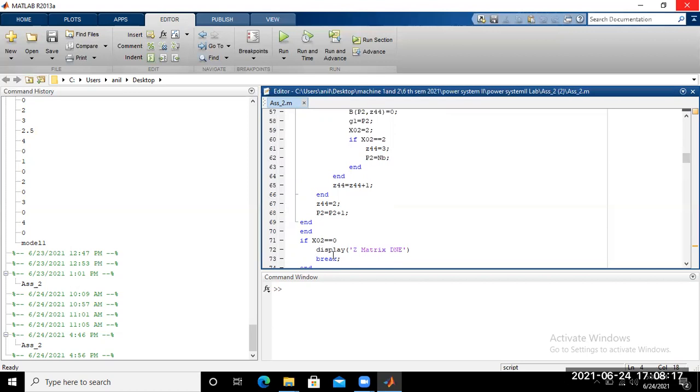So display, that means display Z matrix. Display bracket, then we just write Z matrix. Done. Otherwise break.